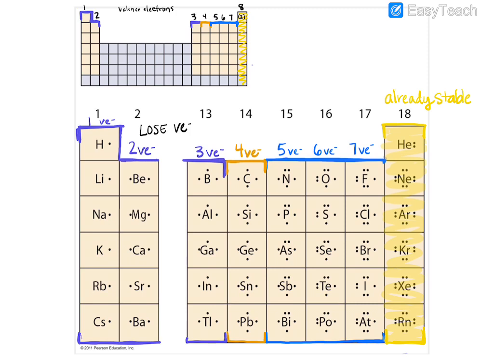Now, the ones that have 5, 6, or 7 valence electrons, that would be groups 15, 16, and 17, are going to gain valence electrons to become stable. The reasoning behind this is they are very close to becoming stable. They have the majority of the valence electrons they need, so they are closer to 8 than the other groups. So these 3 groups like to gain valence electrons.